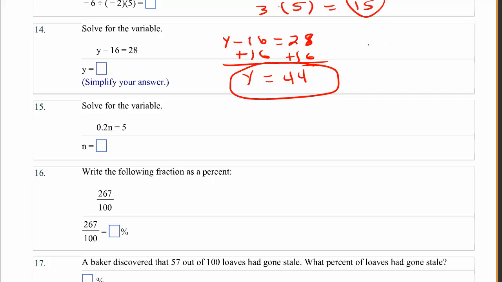And you can check this by replacing y with whatever answer you come up with, which is 44 in this case. 44 minus 16 equals 28. That's true.